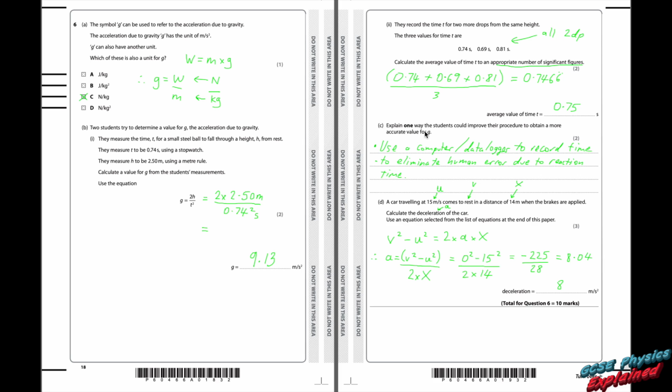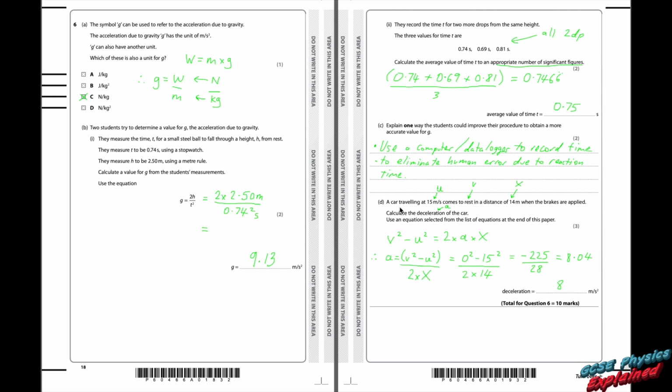Part C. Explain one way the students could improve their procedure to obtain a more accurate value for g. Use a computer or a data logger to record the time to eliminate human error due to reaction time. Okay, it's always the same answer for questions like that.